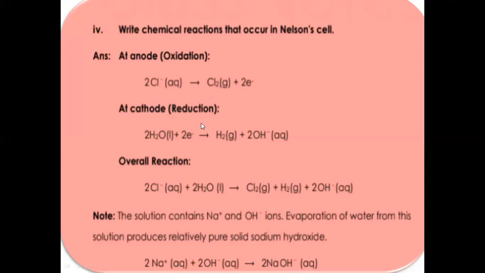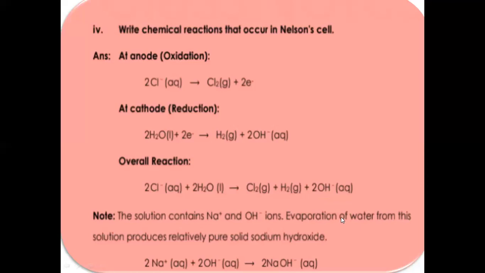At cathode, reduction takes place, so 2 water molecules will gain 2 electrons and will form hydrogen gas and hydroxyl ions. So in the overall reaction, on this side we have 2 chloride ions, 2 water molecules, and electrons, and the electrons will cancel out. And at the product side, we'll have chlorine molecule, then hydrogen gas, and then hydroxyl ions.